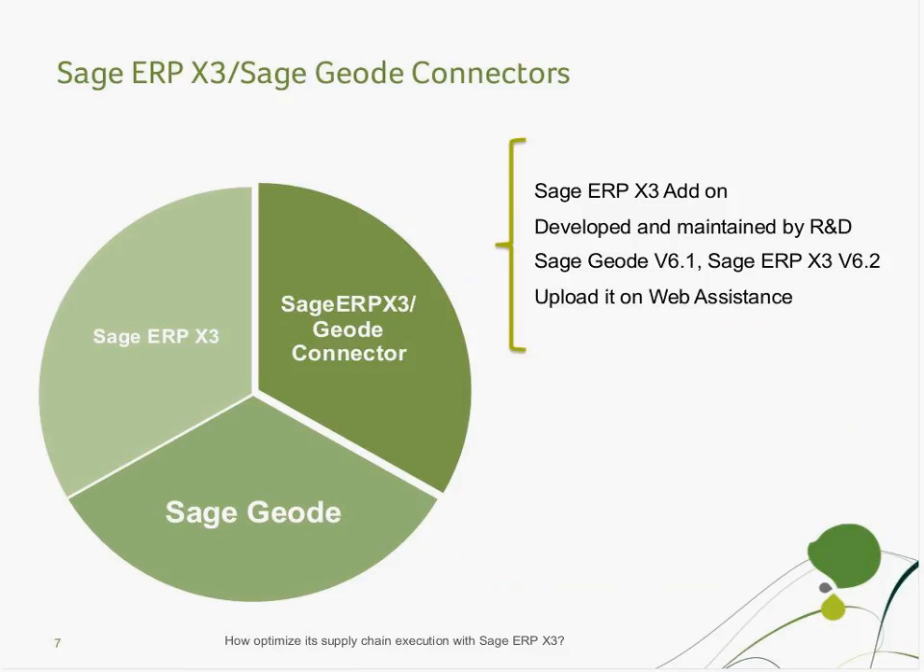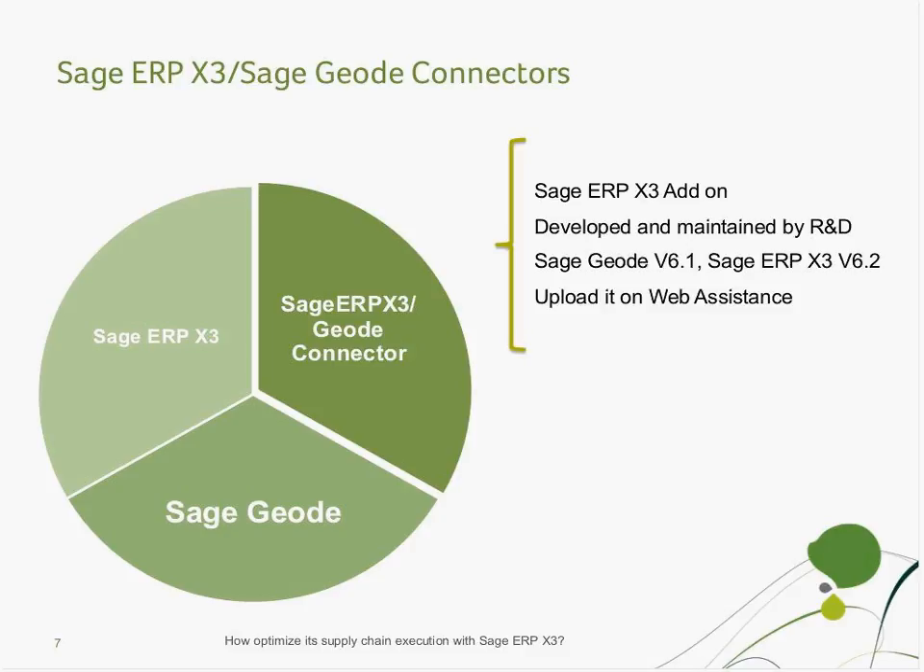Yeah, a small animation on the slide. So, what I propose today is to have the operational power of Sage ERP X3, the precise execution of Sage Geode, and they can communicate with an add-on developed by the R&D team for Sage ERP X3 and client according to the standard service packs of version 6.